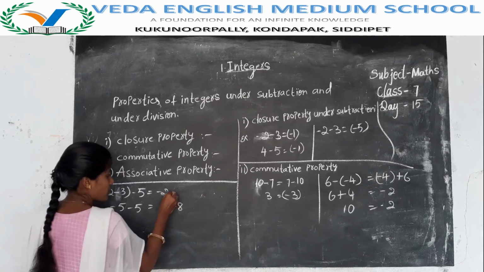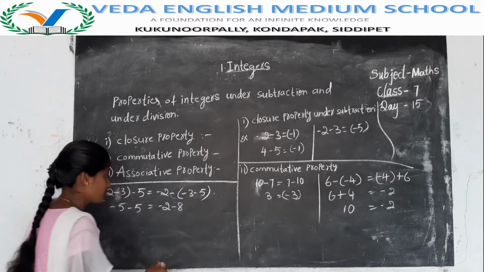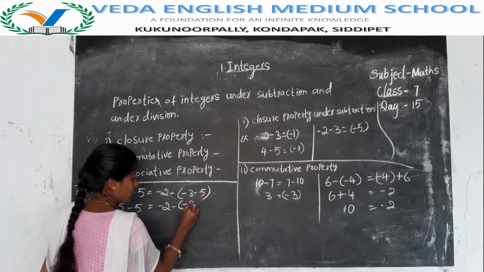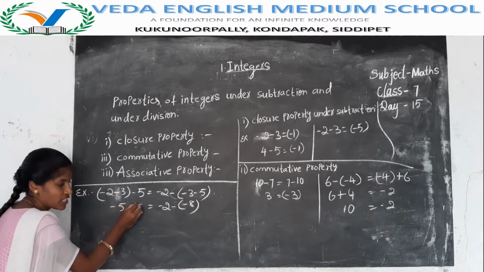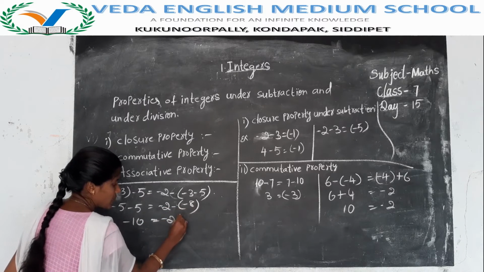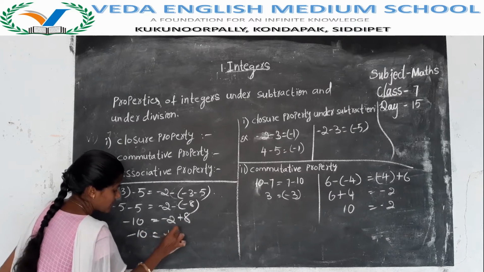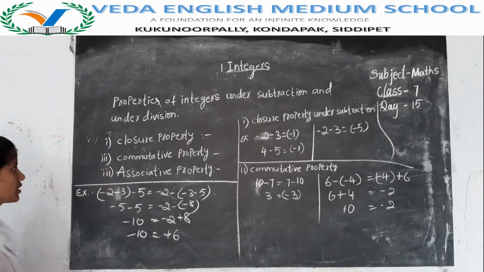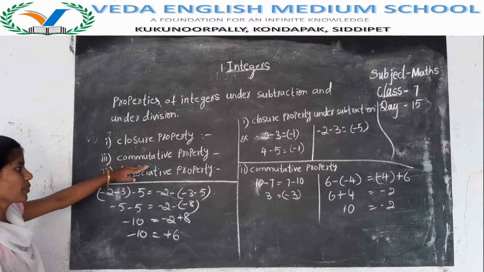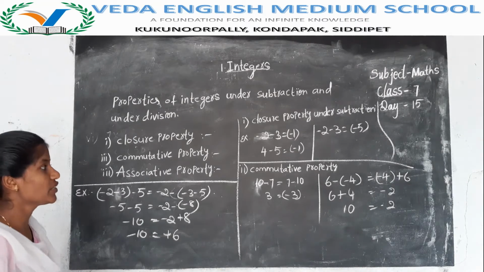Here we have to do subtraction. So minus 3 minus 5 gives minus 8. Minus 5 is minus 10, that is equal to minus 2. Minus into minus it is plus. Minus 10 minus 8 gives plus 6 as answer. So we have to say that under subtraction only closure property is possible. Associative property and commutative property are not possible under subtraction for integers.